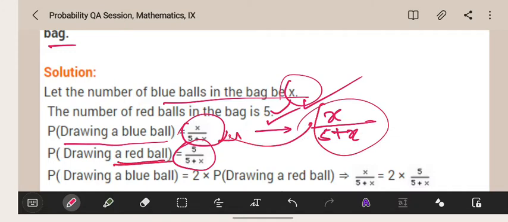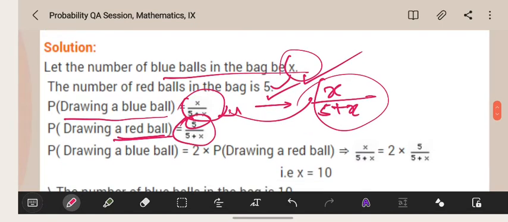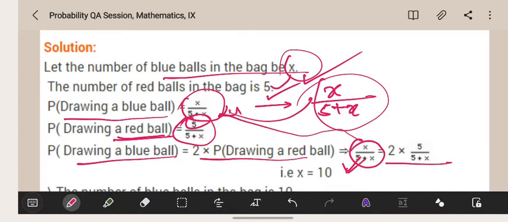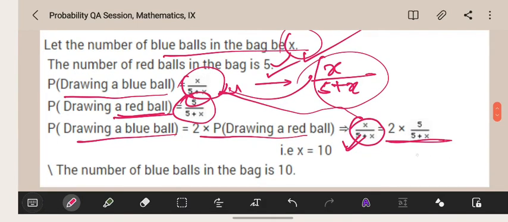And drawing a red ball means what? The number of possible outcomes is 5. So 5 upon 5 plus x. And the last part of the question was that it was twice. The probability of drawing a blue ball is twice that of the red ball. So 2 multiplied by, this is the blue ball from here, and this is twice the red ball, that is 5 upon 5 plus x. After solving, that is just a linear equation in one variable. After transposing the constants and variable to one side, you will get x equals 10. So this one is the final answer.